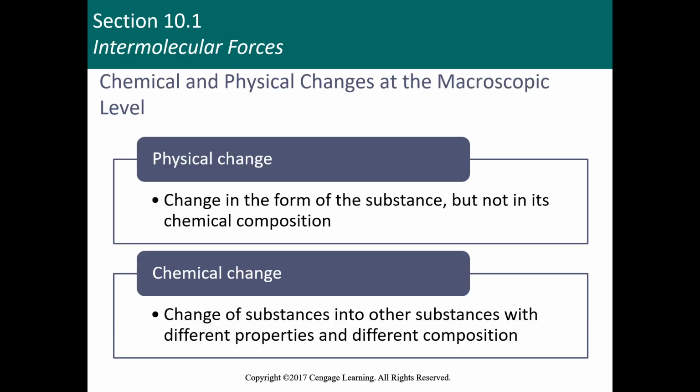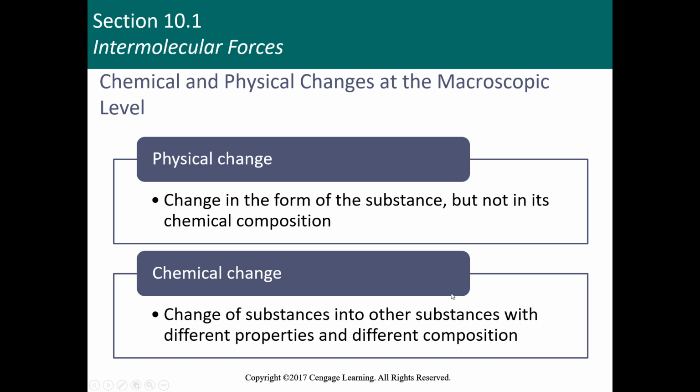All right, so chemical and physical changes at the macroscopic level. Now, you hopefully remember something about physical and chemical changes. Physical changes are a change in the form of a substance, but not in its chemical composition. For example, you can pour water into two separate containers. You could boil water, but water is still water. It is not some other chemical compound like methane or hydrogen peroxide.